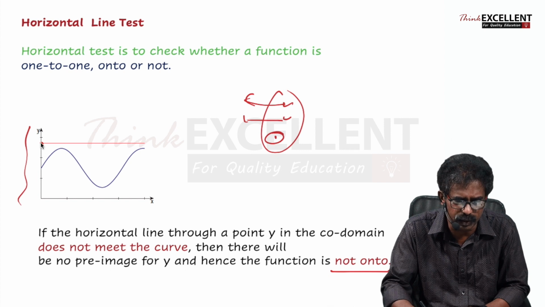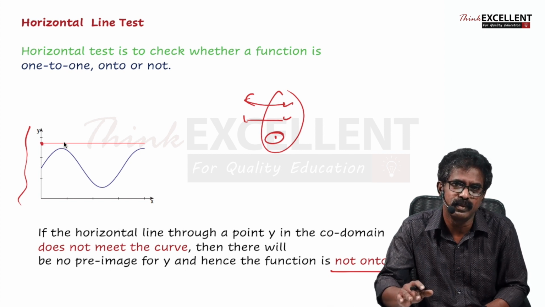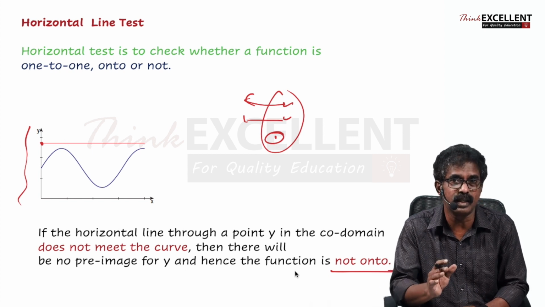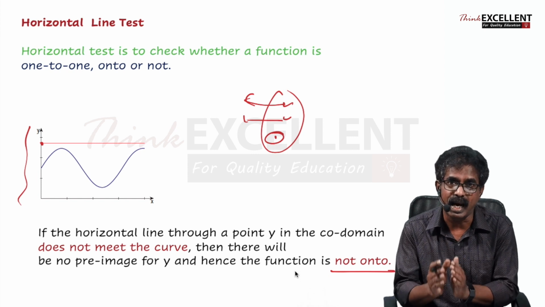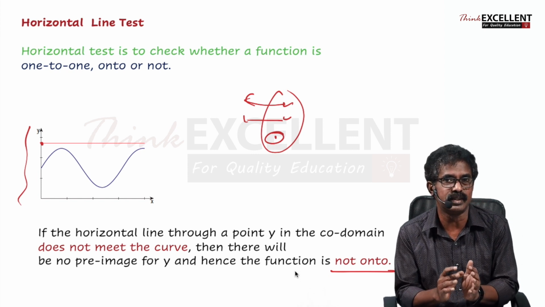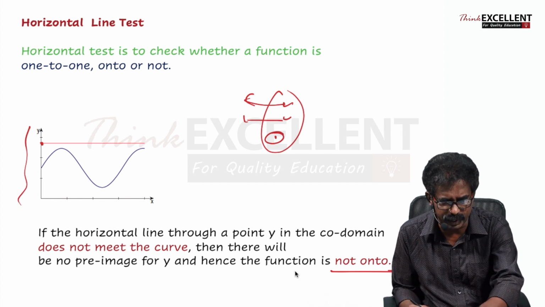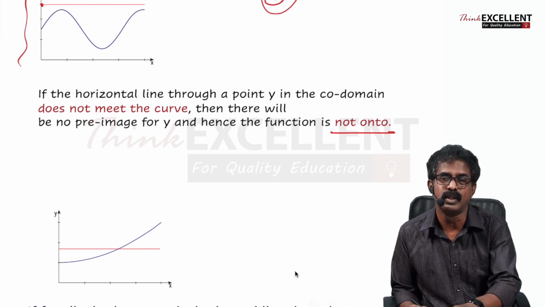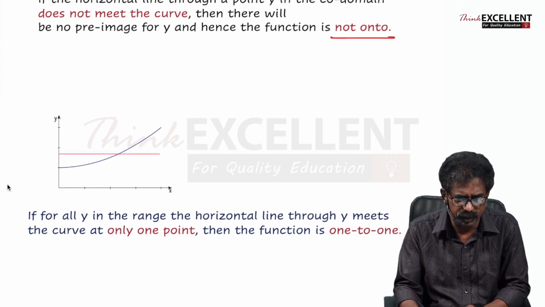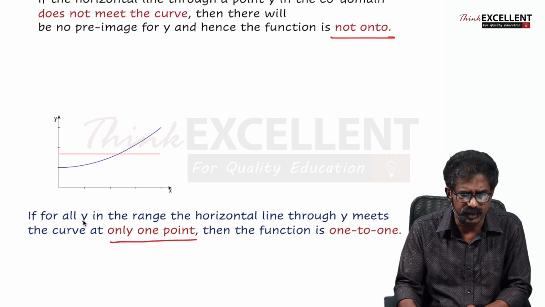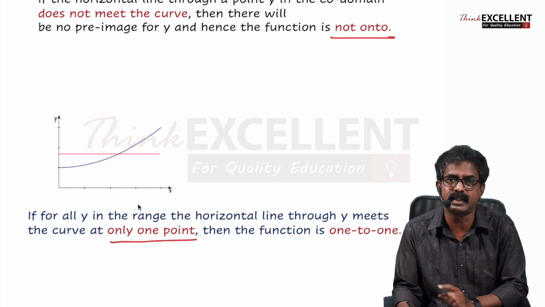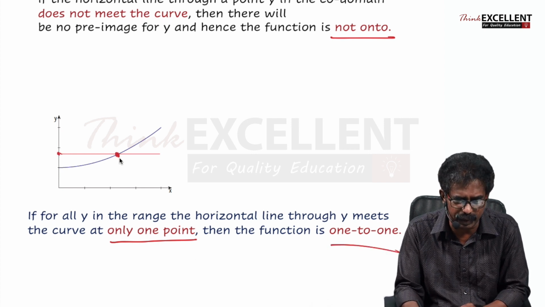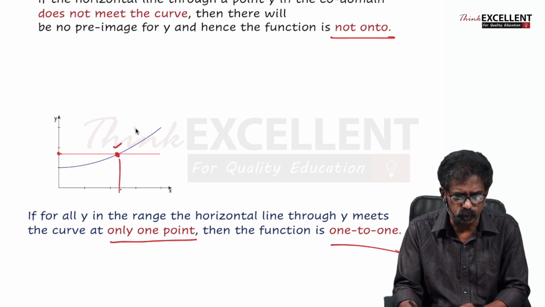So when you draw a horizontal line and it is not cutting the curve at all, then we say it is not onto. The meaning: some of the elements of the codomain have no pre-image. So it is not onto, it is into. That is one case. Another case: if the horizontal line cuts the curve at exactly one point, then it is a 1-1 function. So every element has only one image, right? So it is 1-1.